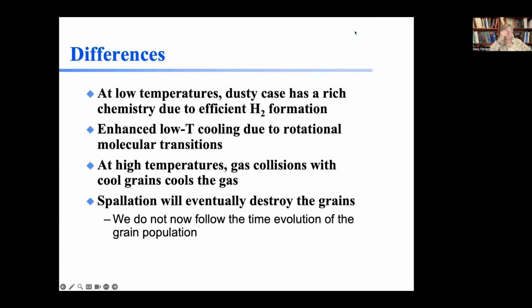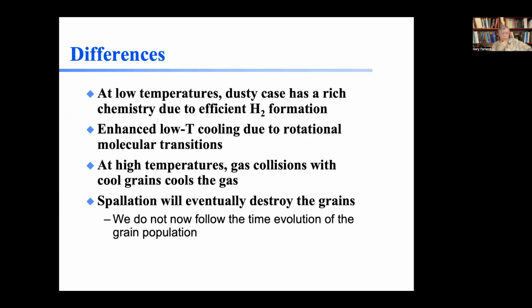So the differences are caused by these. At very low temperatures, the dusty case has a very rich chemistry due to efficient molecular formation, leading with H2 formation on grains. There's enhanced low temperature cooling due to the presence of molecules with rotational molecular transitions. So this is something that atomic gas can't do.